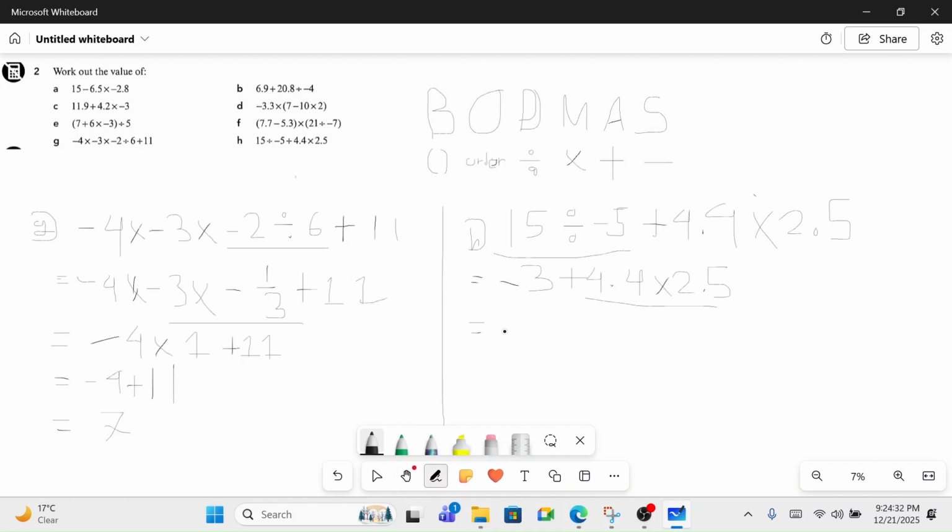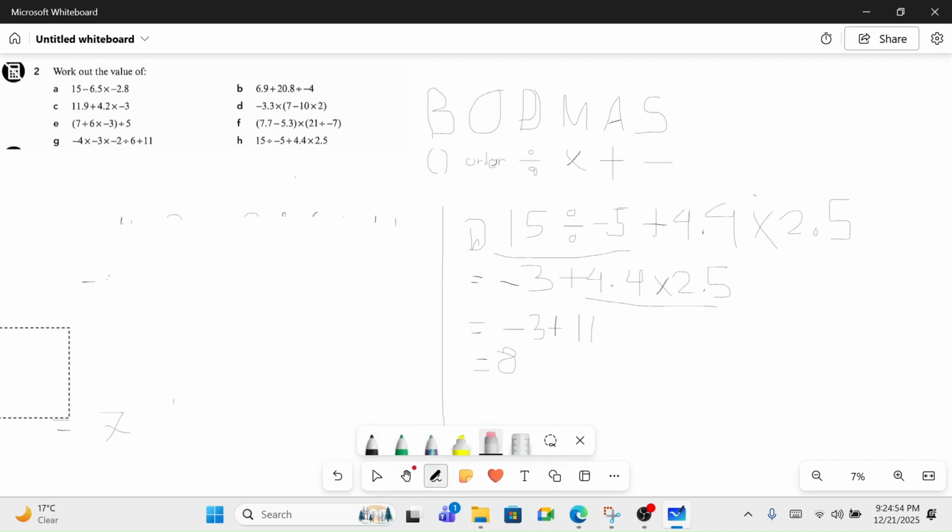It should give us an answer of positive 11, so minus 3 plus 11, and minus 3 plus 11 is going to give us an answer of positive 8. So there you have it. That's for question number 2.